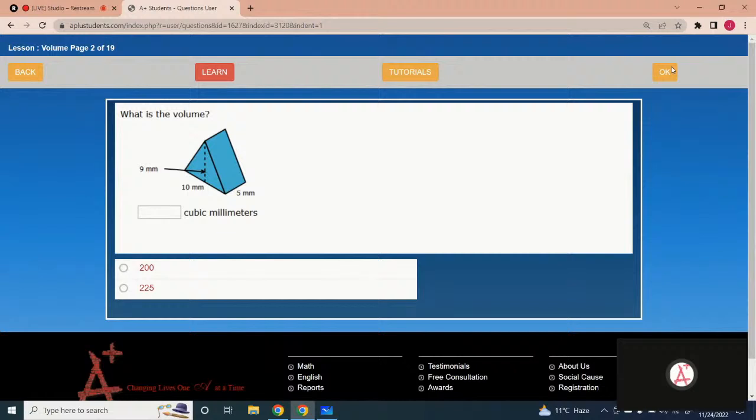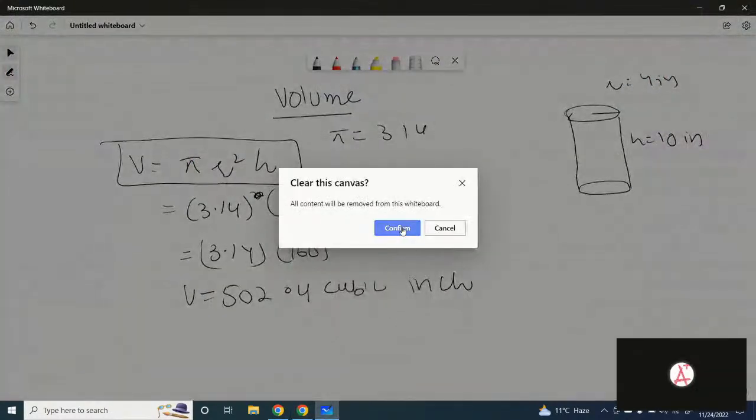Okay, now the next one is the volume of the triangle. Let me just note down the dimensions, then we'll start with the question. Let me just note down the values. Just 1 minute.